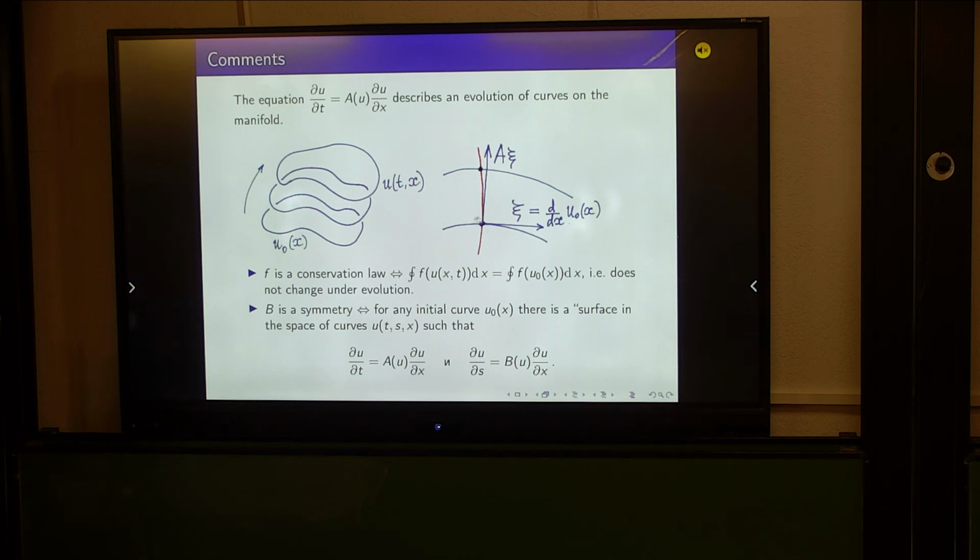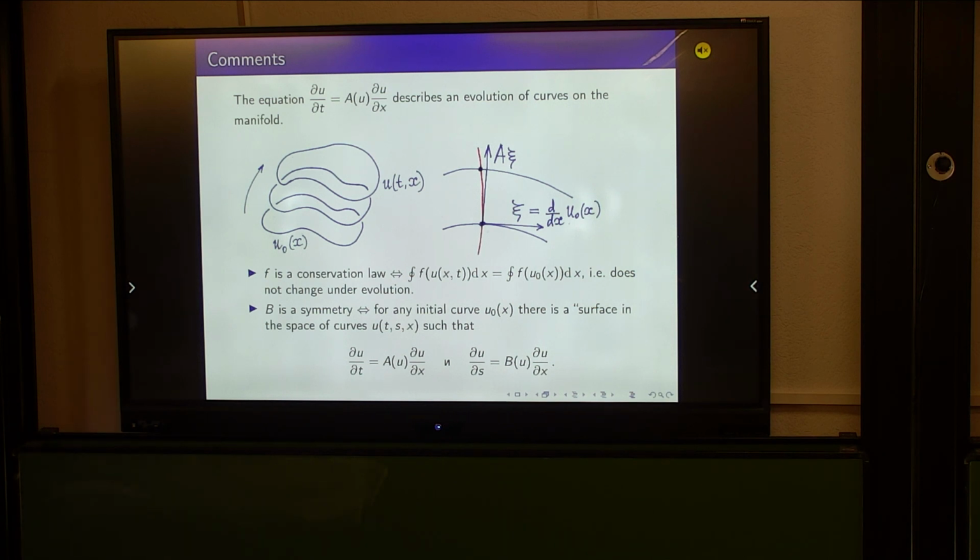And then, for this curve, I can consider the velocity vector, and I apply this operator to this velocity vector. This direction shows me how this particular point of my curve evolves, like this. And it happens exactly the same to each point of my curve, and in this way I get the evolution.